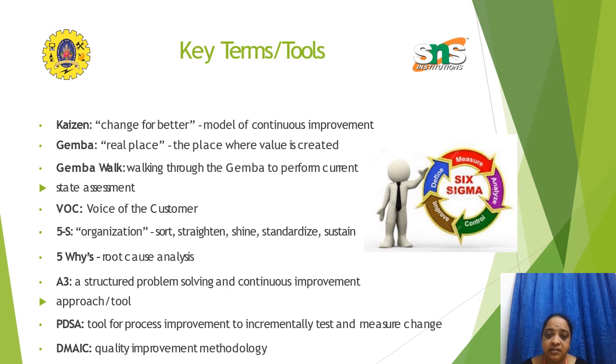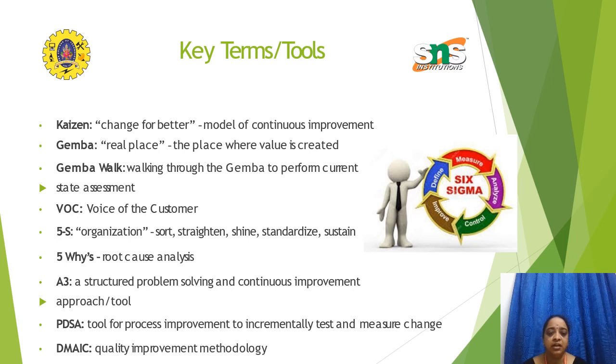Some of the key terms and tools used in Lean Six Sigma are Kaizen, Gemba work, VOC, that is voice of the customer, 5S, 5 Whys, A3, PDSA, DMAIC, and so on. All these things are termed as quality concepts, which are very important in all the industries wherein the supply chain plays a major role.